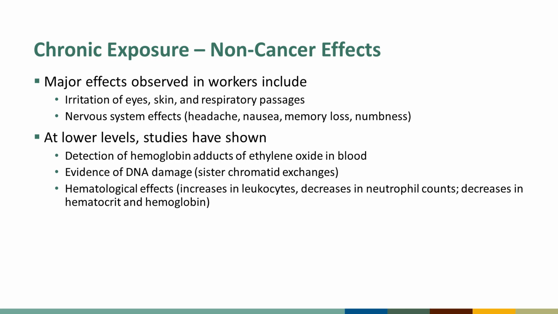At lower levels of ethylene oxide exposure, such as 0.08 to 0.17 parts per million or 0.145 to 0.3 milligrams per cubic meter, studies have shown detection of hemoglobin adducts of ethylene oxide in blood, a biomarker for ethylene oxide exposure. Evidence of DNA damage, for example, sister chromatid exchanges, and hematological effects, for example, increases in leukocytes and decreases in neutrophil counts, and decreases in hematocrit and hemoglobin. Exposure at these levels is possible in occupational settings, but has not been observed in outdoor air samples near medical sterilization facilities.